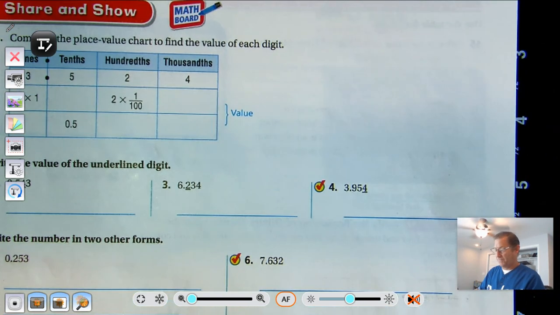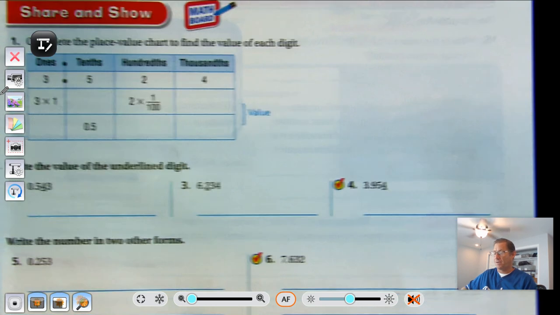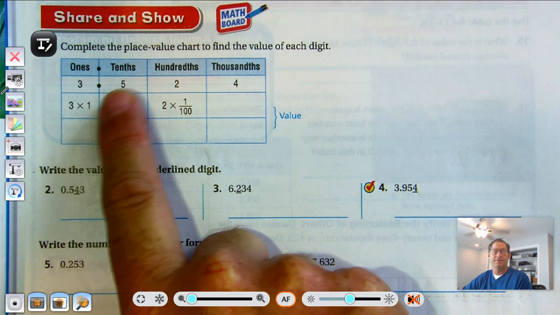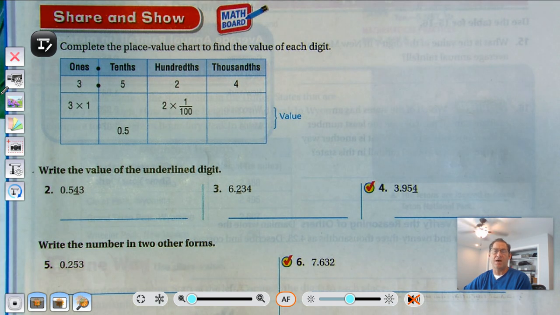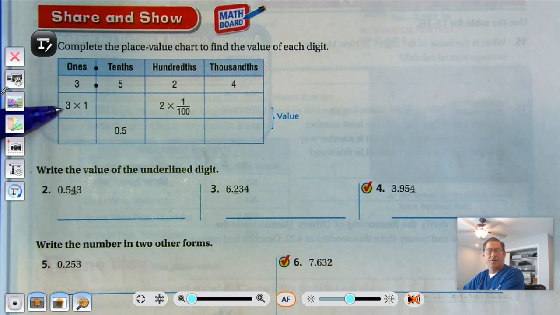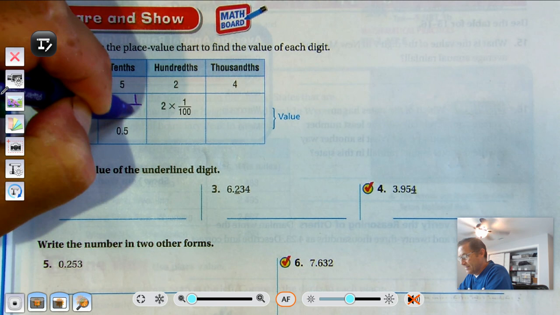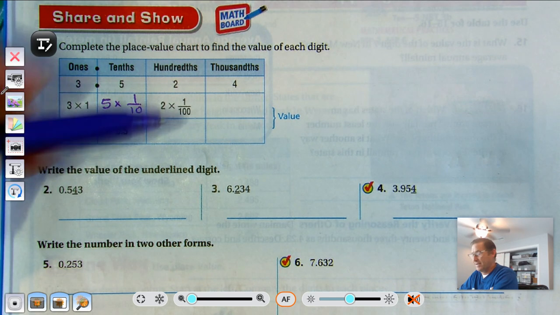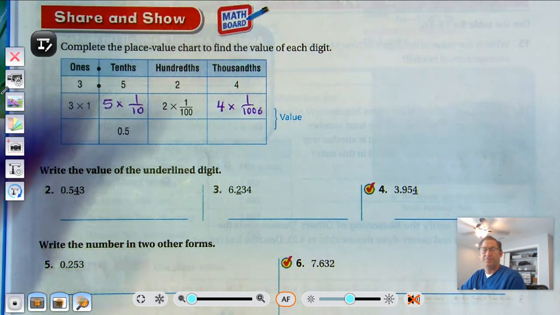All right, we'll continue on page 115. Let's look at number 1. Complete the place value chart to find the value of each digit. So we have 3 and 524 thousandths. Its value is, the ones are 3 times 1. The tenths would be 5 times 1/10. The hundredths would be 2 times 1/100. And the 4 would be 4 times 1/1,000.